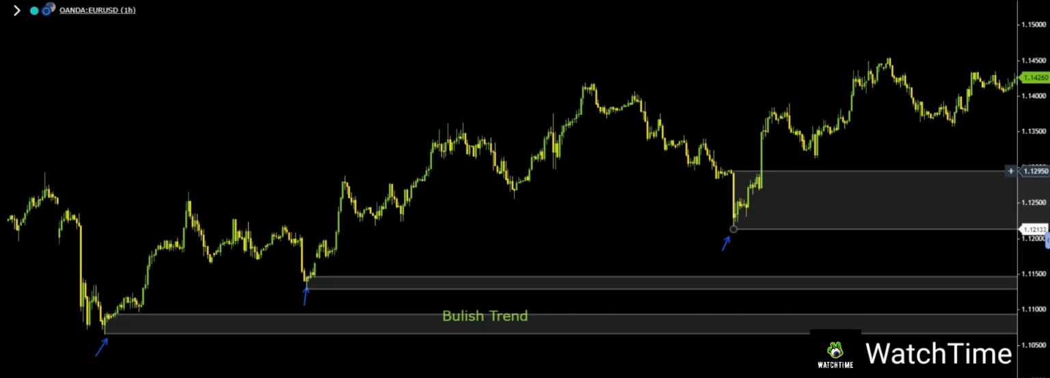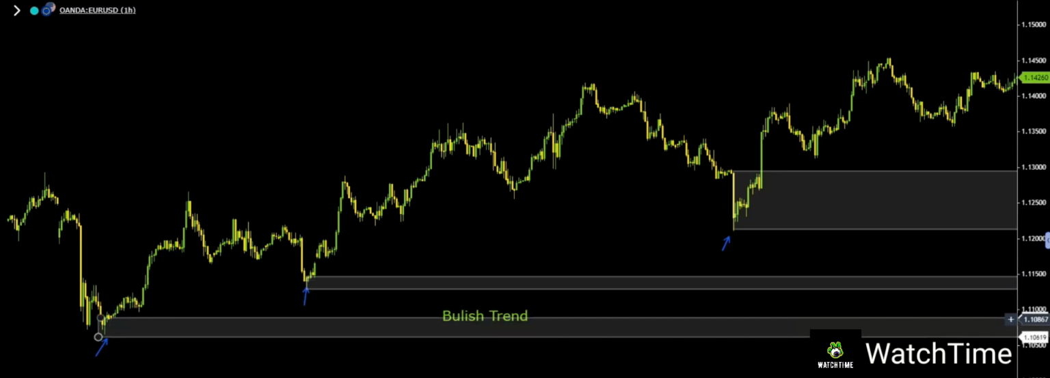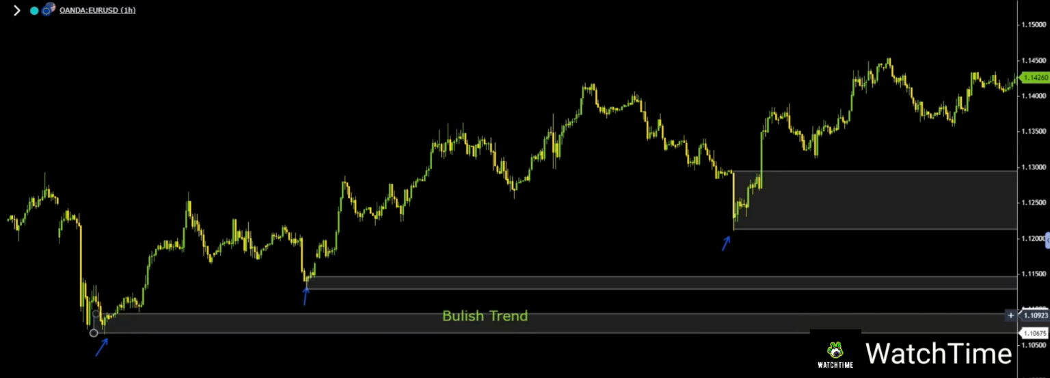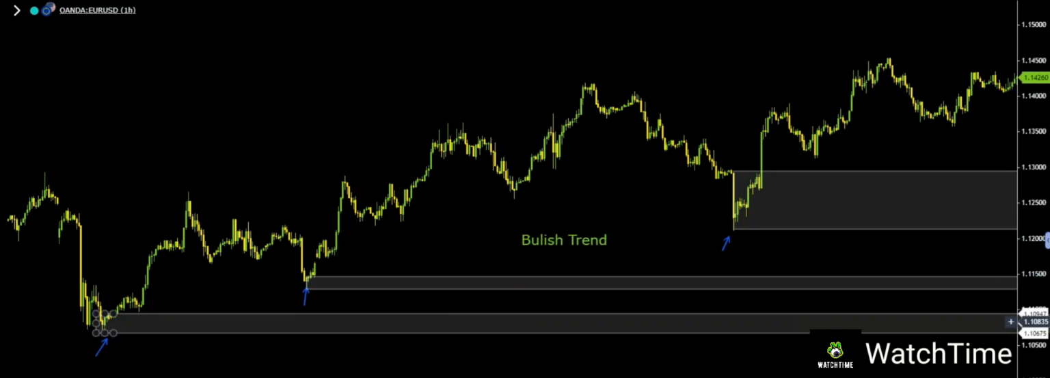Why structure is crucial for supply and demand trading? If price is in an uptrend, you want to buy at demand zones and only sell at supply zones when structure breaks. If price is in a downtrend, you want to sell at supply zones and only buy at demand zones when structure breaks. Here's why structure is so important.